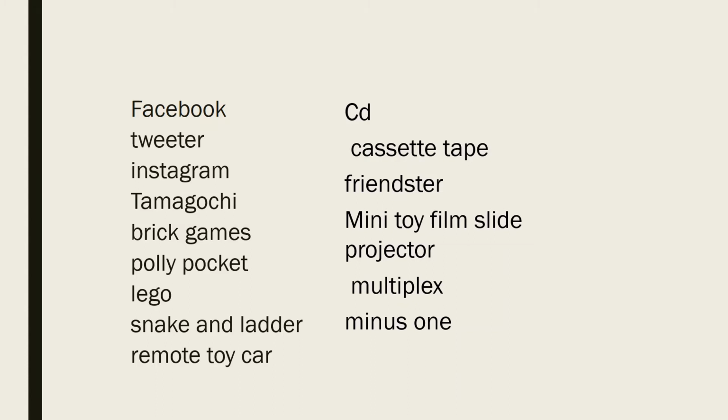The picture will be projected. You can see it. That was 5 pesos to 10 pesos before, and it was so fun for children. Multiplex and minus one are upgraded versions of the cassette tapes, because with minus one, when you sing, the voice will be lessened or it will stop. You can only hear the sound, while multiplex, I guess, is more upgraded.